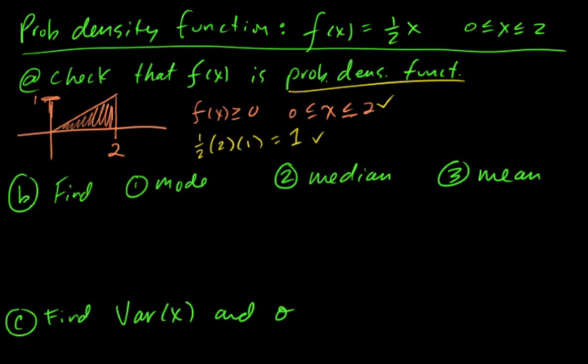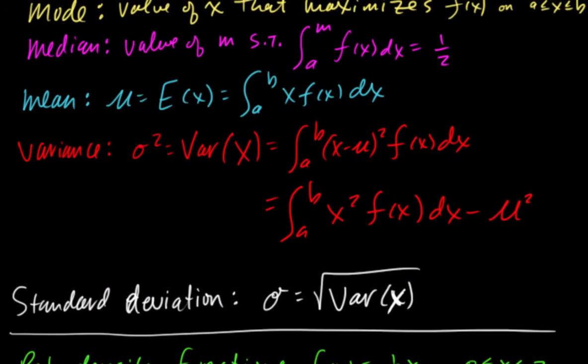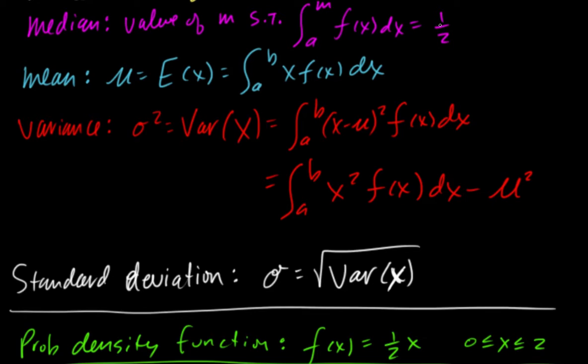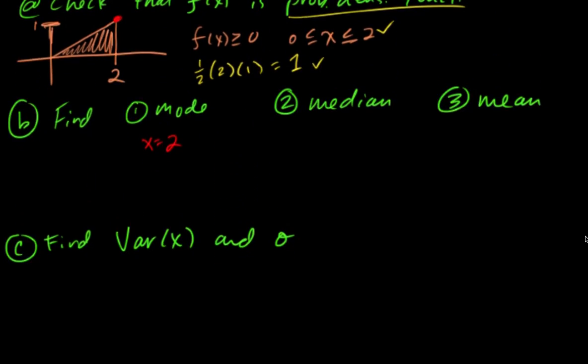So we want to find the maximum. And in this case, since it's going up, it's just going to be this endpoint right here. And so x equals 2 is going to be the mode. Okay. The median, if we go back, it's this integral such that the area is 1/2. It's the value of m that makes that happen.